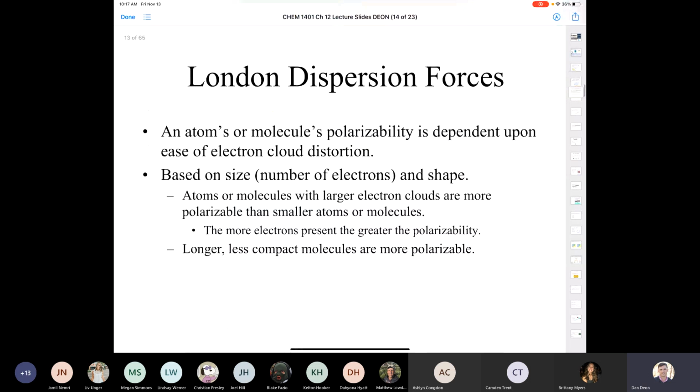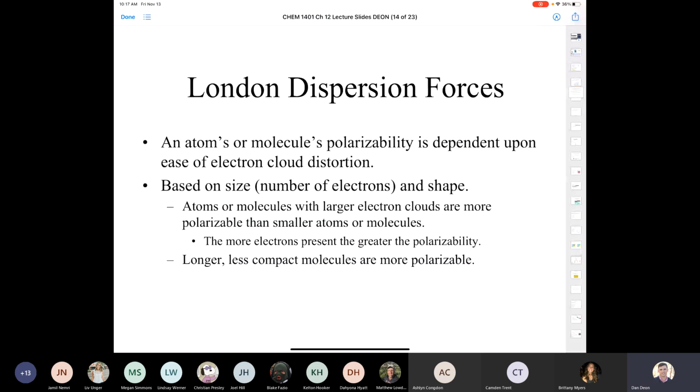The ability of an atom or molecule to be polarizable is going to be based on the size, so the number of electrons, and the shape. Atoms or molecules with larger electron clouds are simply going to be more polarizable than smaller ones. The more electrons present, the greater the polarizability. Also the shape: longer and less compact molecules are going to be more polarizable.